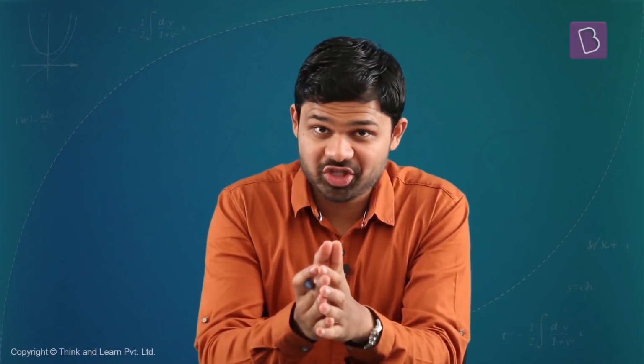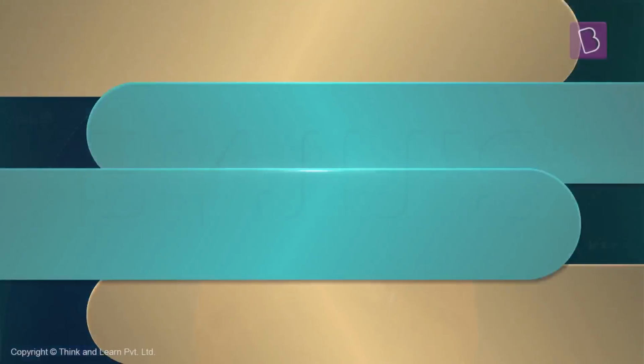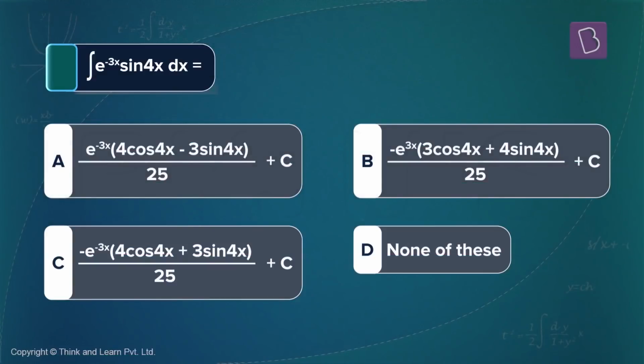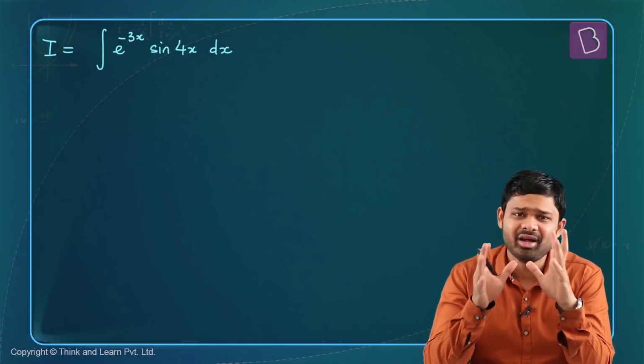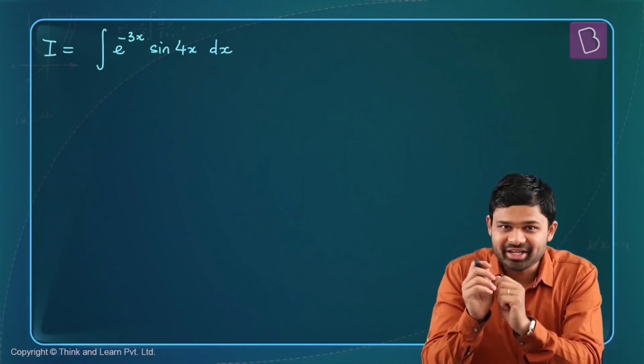Now let's look at a question which needs integration by parts to arrive at the answer. Here's the question. So this is a standard integration by parts type of question. So you have to integrate e power negative 3x multiplied by sine 4x dx. Well, you have an exponential function and a trigonometric function, a product of that. As soon as you see that, integration by parts should strike your head.